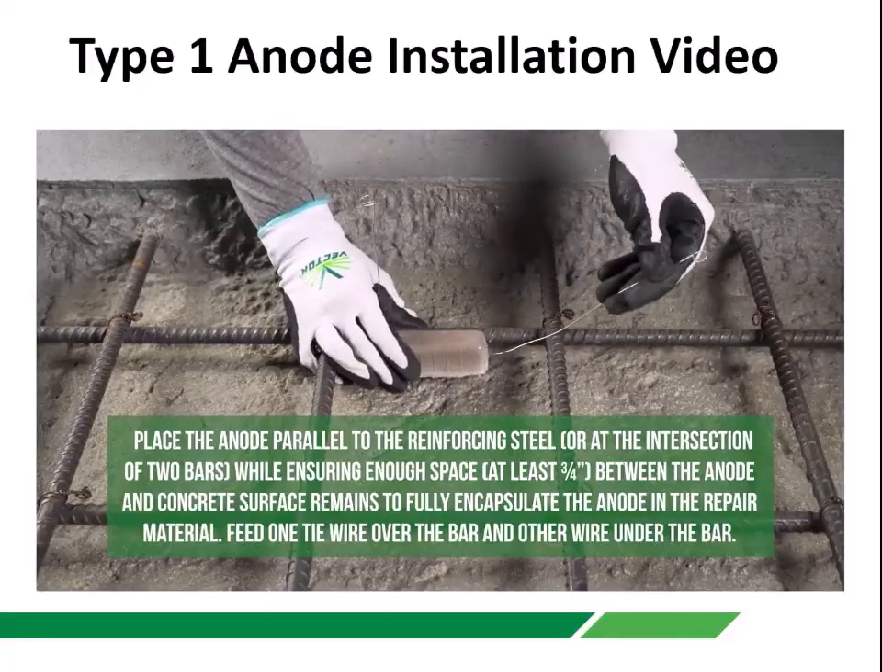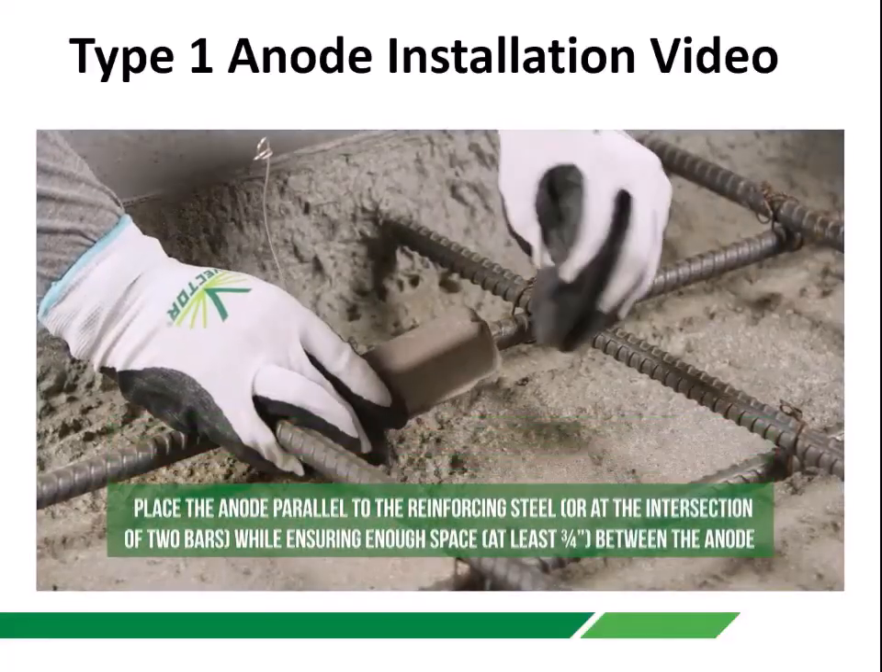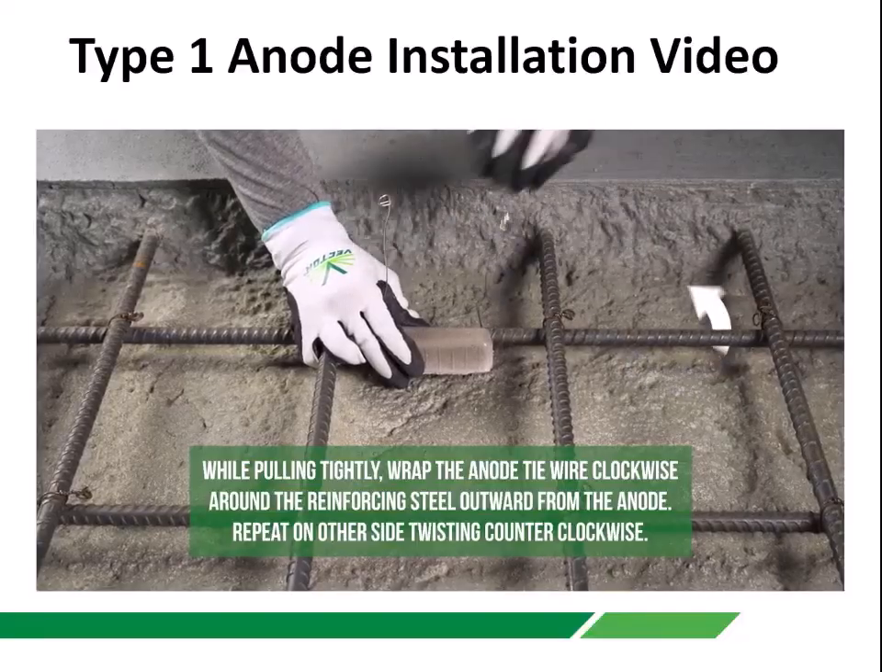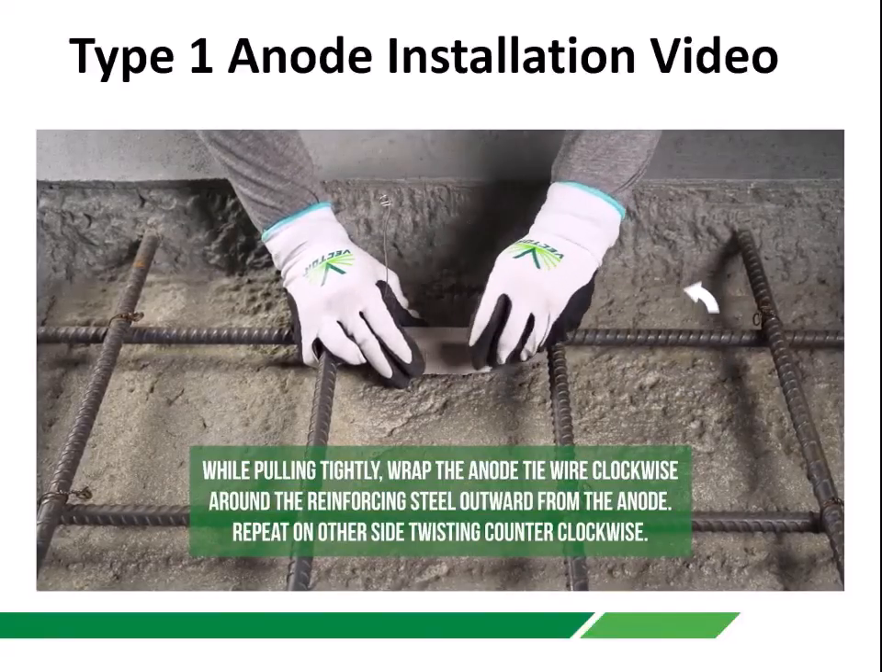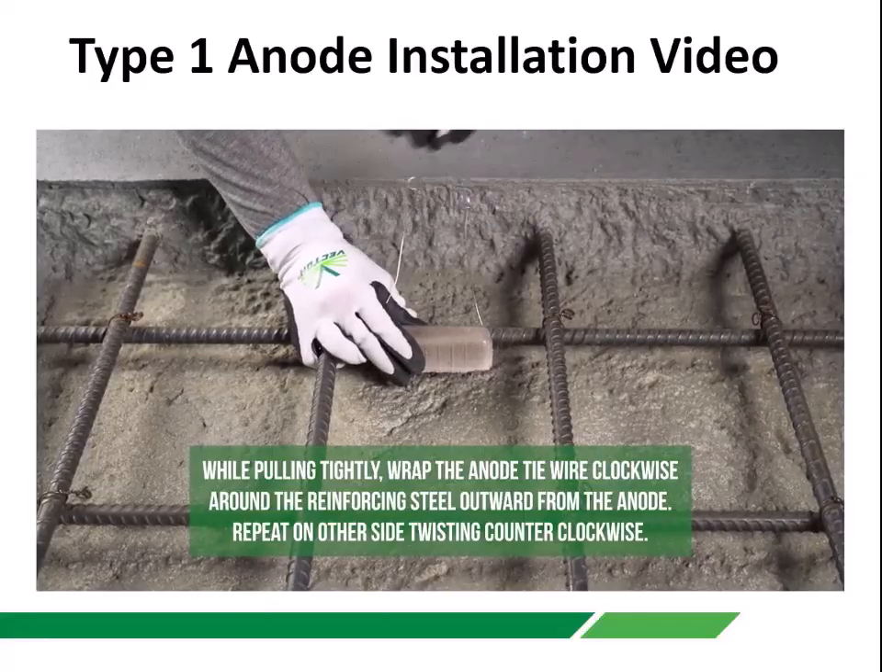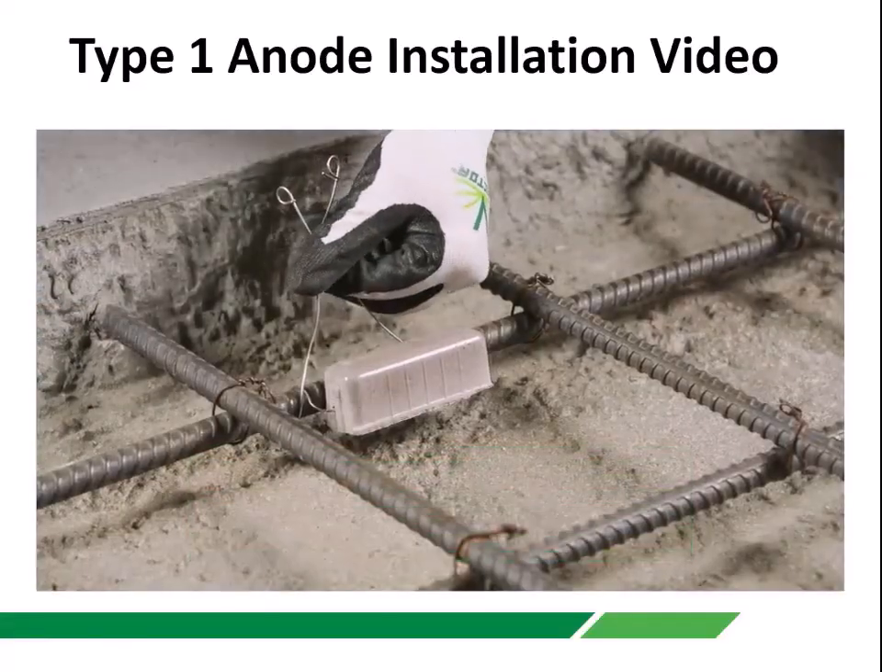So after the repair is cleaned and the bars are cleaned, the anodes are installed. So the anodes here, you're using the tie wires to make an electrical connection to the reinforcing steel. And those wires are also holding the anode in place during the concrete placement. Okay?